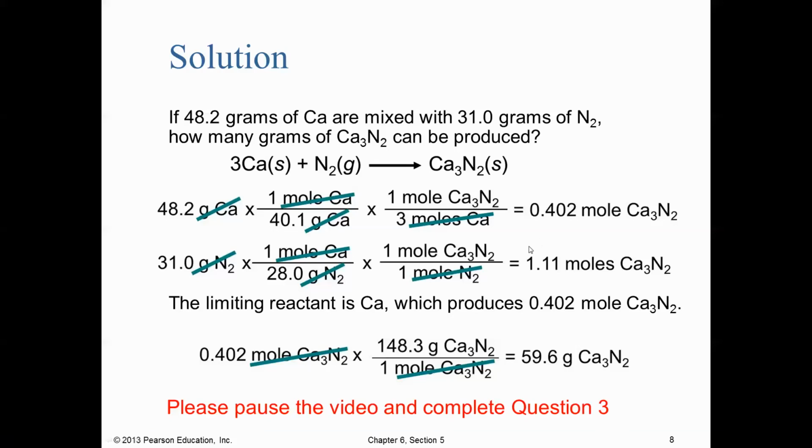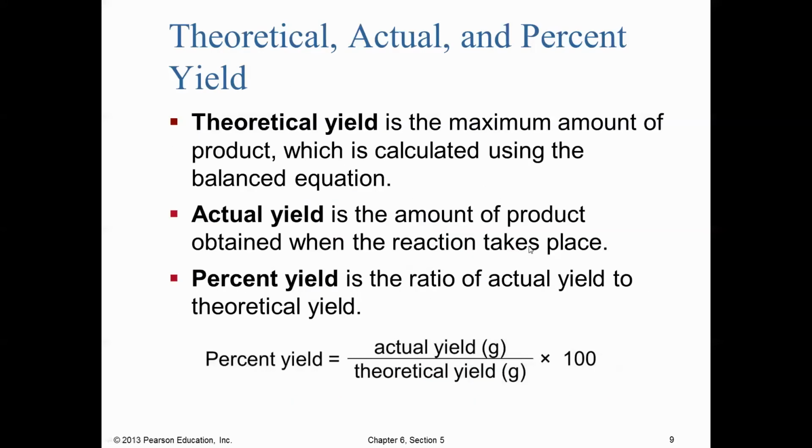Welcome back. Let's take a look at a couple special applications of stoichiometry. So one of them is percent yield. Percent yield is our ratio of our actual yield to our theoretical yield. So what's the actual yield? As the name implies, it is the amount of product that we actually produce.